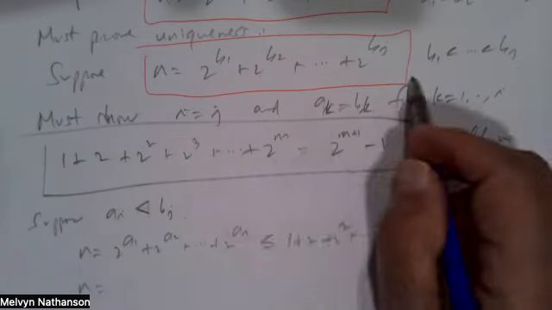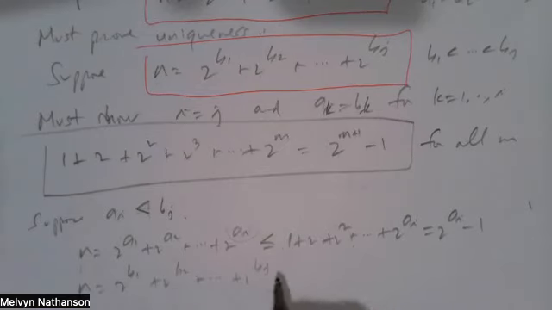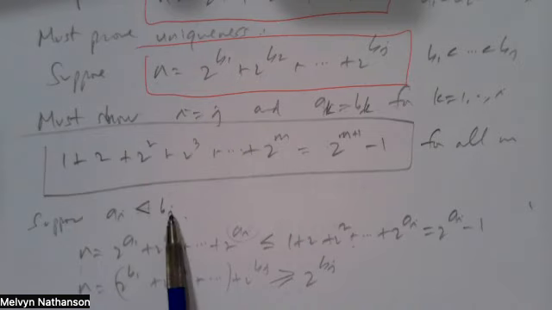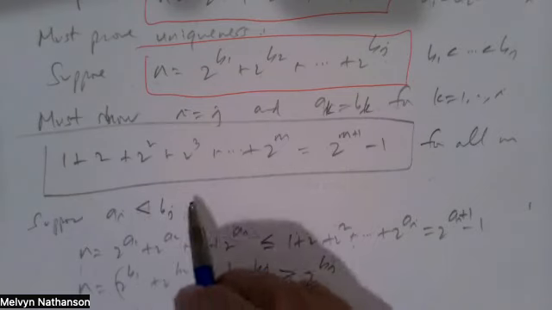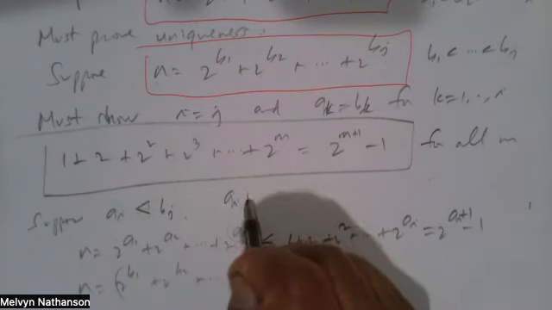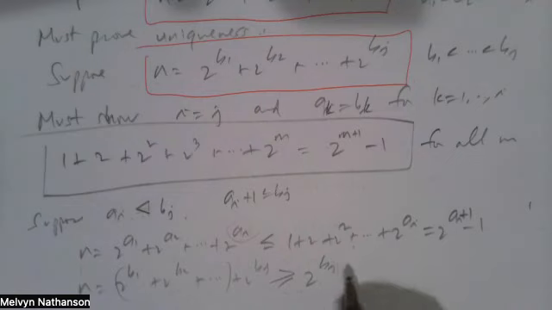On the other hand, n is equal to 2 to the b1 plus 2 to the b2 up to 2 to the b sub j. And if I throw away all of these earlier numbers, this is greater than or equal to just 2 to the b sub j. Sorry, this is a_{i+1} minus 1. This is greater than or equal to 2 to the bj. But bj is greater than ai. That means ai plus 1 is less than or equal to bj.